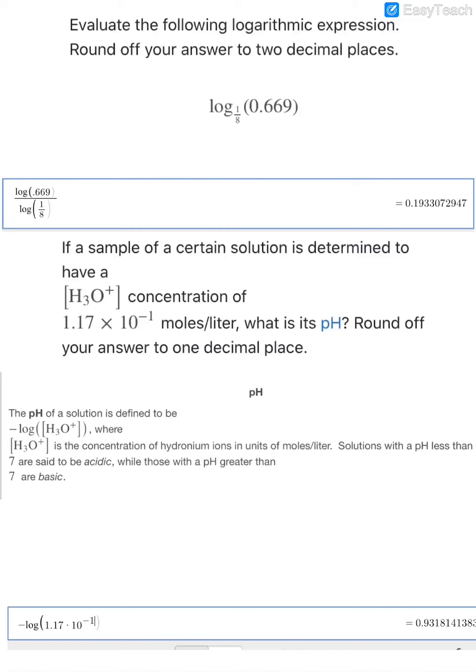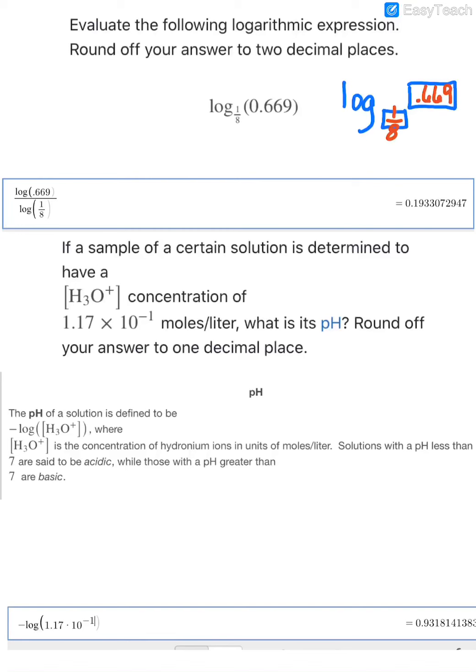So some calculators will have a key on it that allows you to put any base and evaluate any type of number. So certainly if you have that key, then you would just go in this case and type in a fraction of 1/8 as your base and the decimal 0.669 and hit enter.